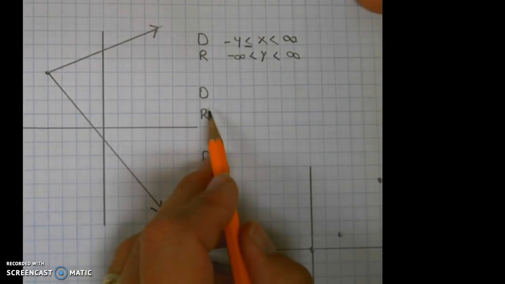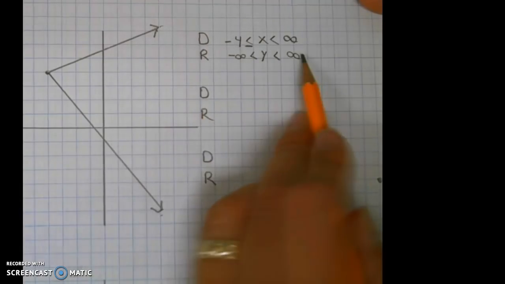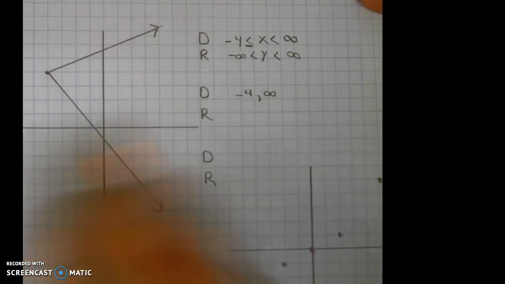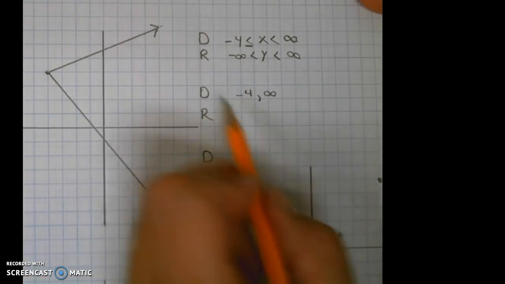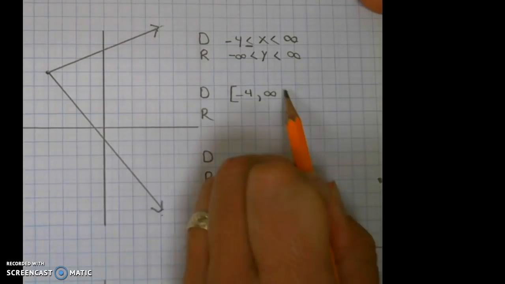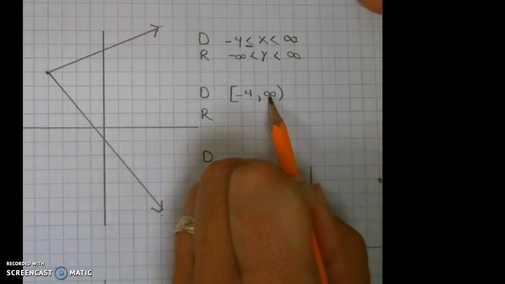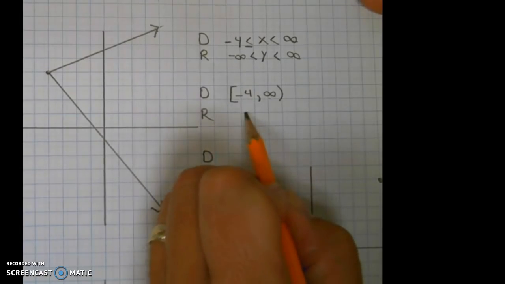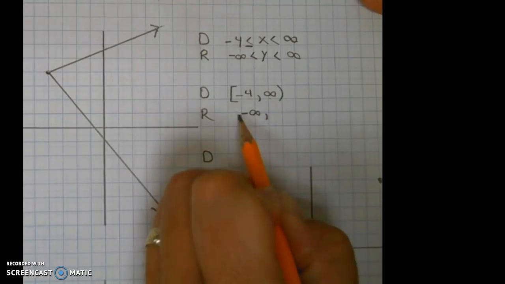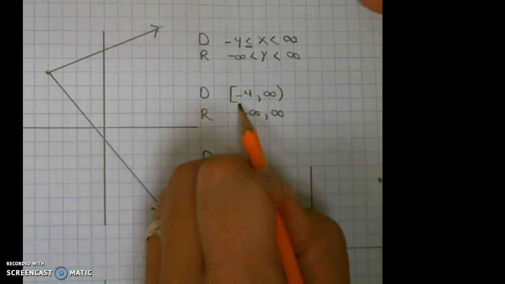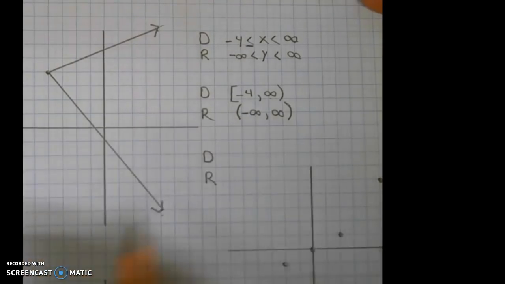Okay, moving down to interval notation. Again, we use the same numbers here. The difference here is going to be that since we're including -4 in the domain, we're going to use a bracket instead of a parentheses. Remember, parentheses means we do not include it as part of the domain. So will the negative infinity and the infinity get a bracket? No. They will get a parentheses.